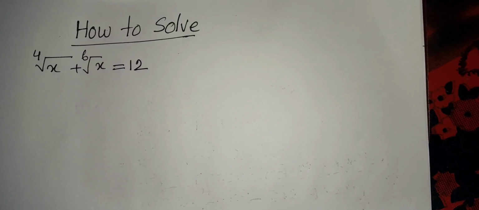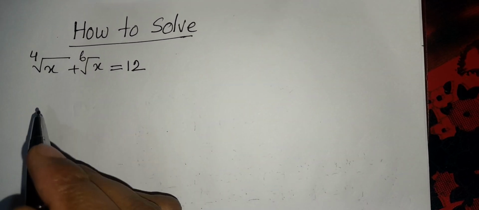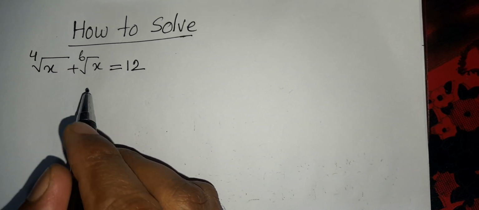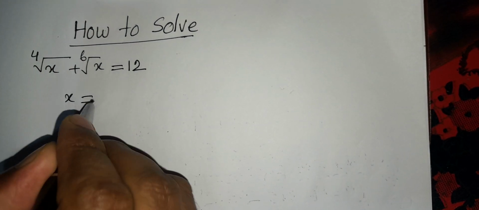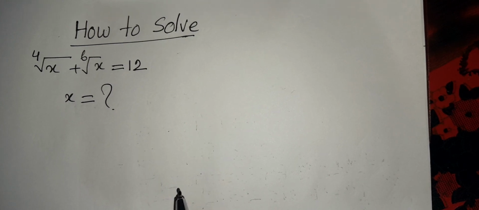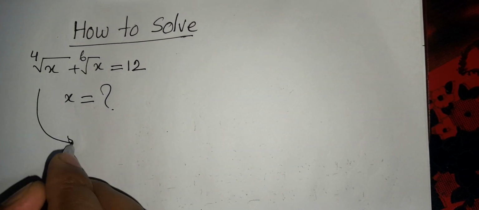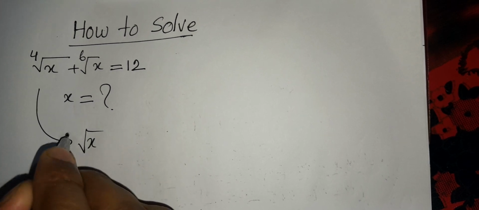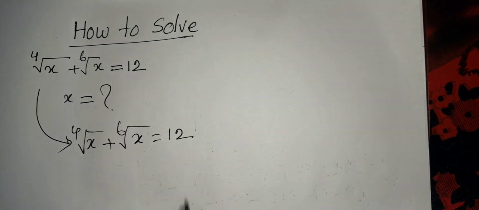Hello viewers, good morning. Today I will solve an equation: given that the fourth root of x plus the sixth root of x is equal to 12, find the value of x. Let's start. It is an interesting equation for the math Olympiad, and it will help sharpen your brain. Here, given that the fourth root of x plus the sixth root of x equals 12.